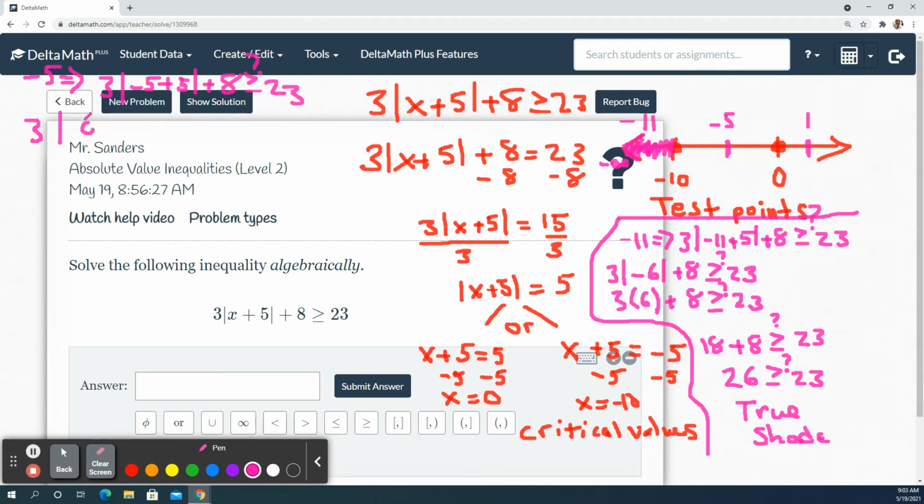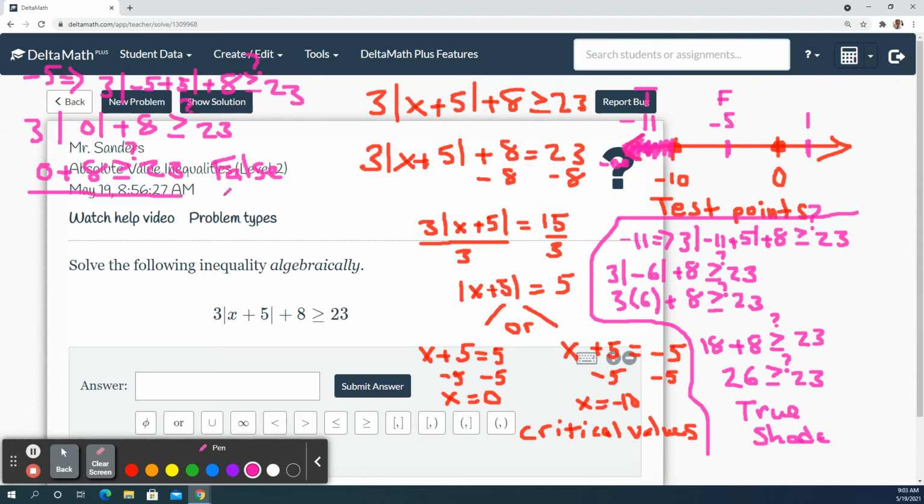3 times, we got a 0. That's nice, that's why I picked that one. Plus 8. Absolute value is 0. 0 times 3 is 0. So that's 0 plus 8, and basically, is 8 greater than or equal to 23? Nope, that's false. It's less than. So this is a false area. So here was true, here was false. We don't shade false. We're shading true.